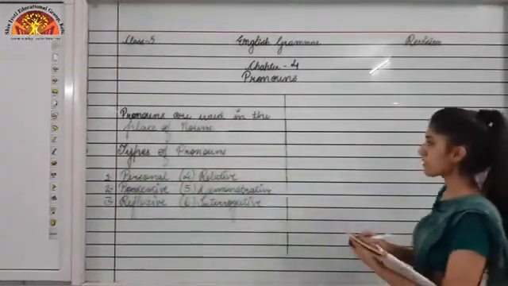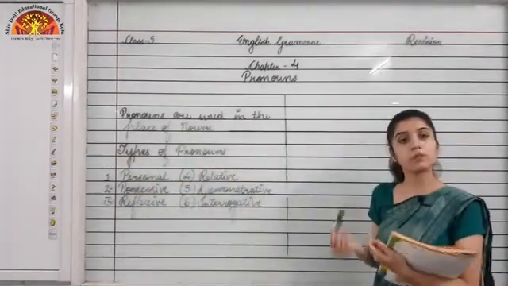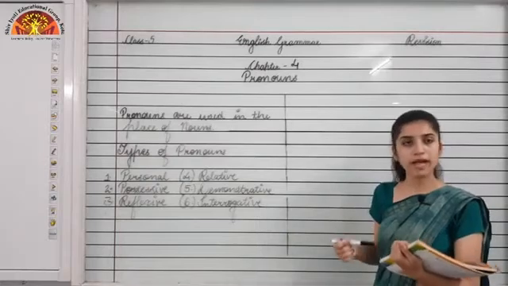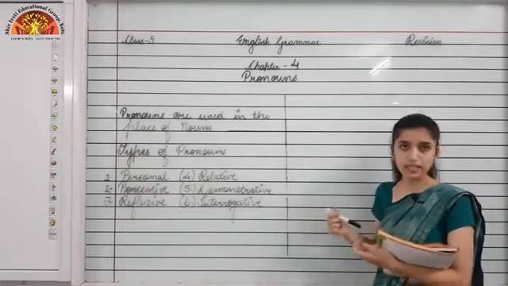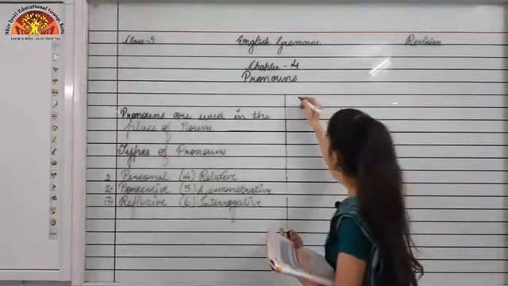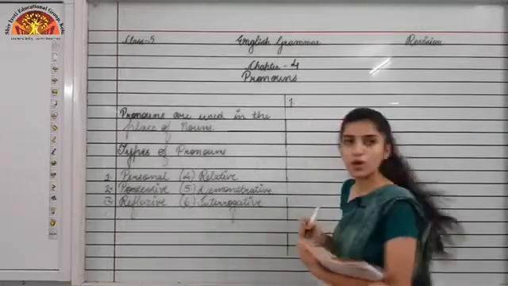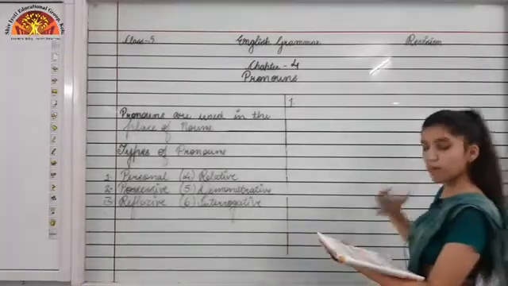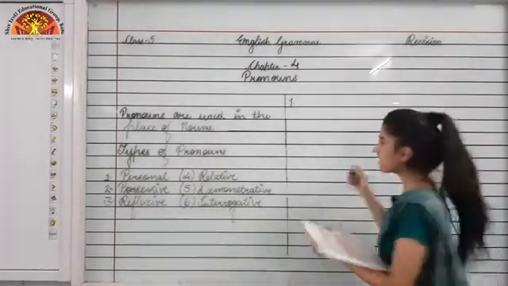Okay. So you can open your books to page number 15 for that. From that page only the exercises are starting. First we will see the example of personal pronoun. So the sentence I am going to pick from your book only.